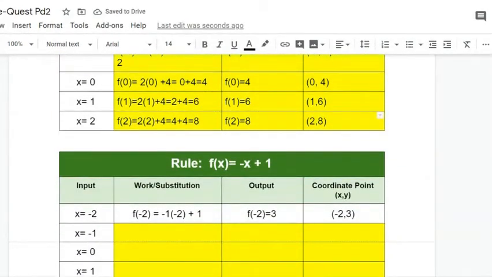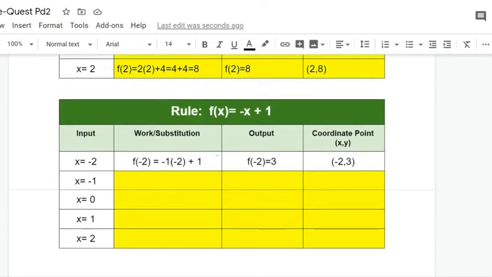Switching rules, we have f of x equals -x plus 1. And if you look at my example, I remember that the -x is a -1. For my purposes, I am not going to put the -1 in each time, but I did put this there. So if you were having trouble remembering that a negative in front of the x gets a -1 in front of the substituted parentheses value, this is here for you. So let's start. We have f of -2 equals -1 times -2 plus 1, which means -1 times -2 is +2, plus 1 equals 3, which is how we got the output 3. So f of -2 equals 3, so -2, 3 is our point.